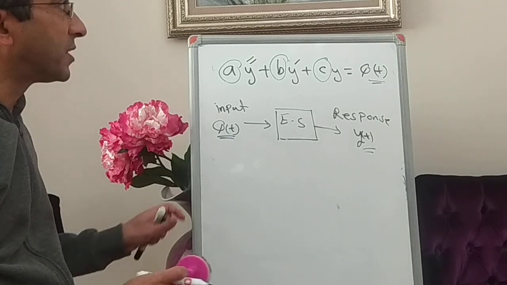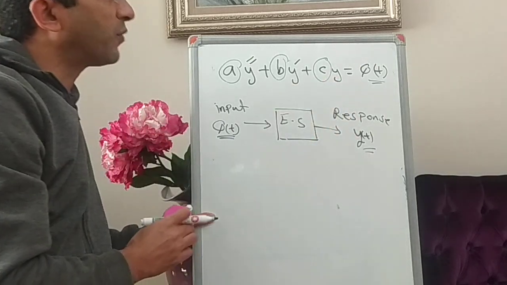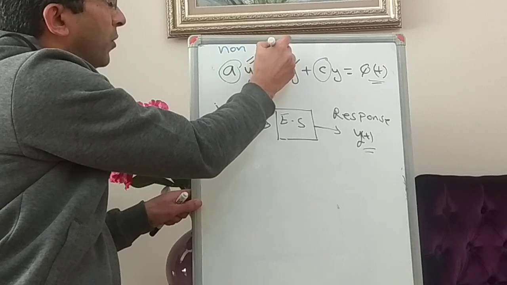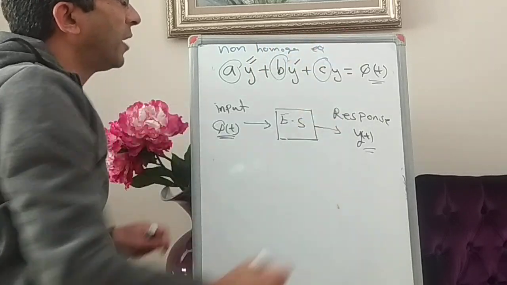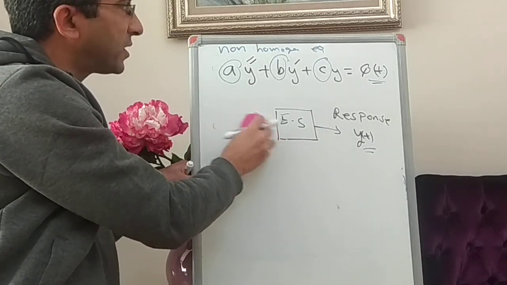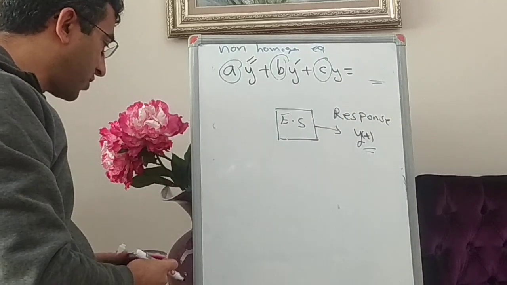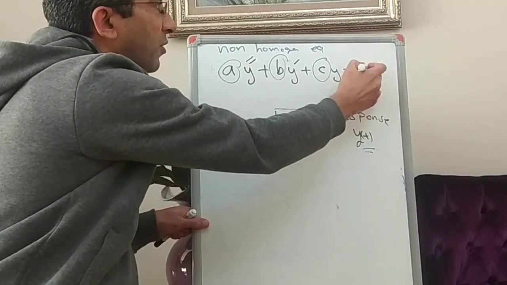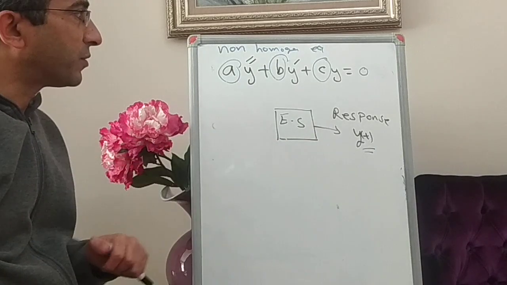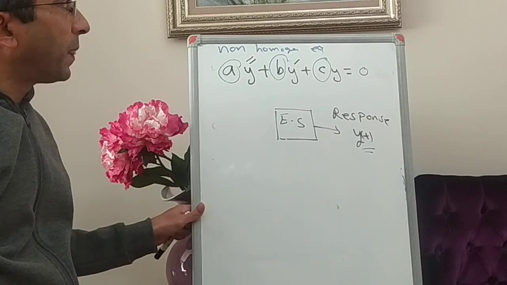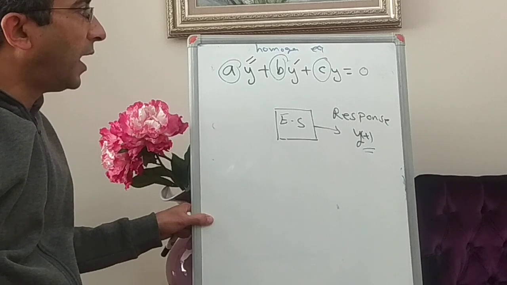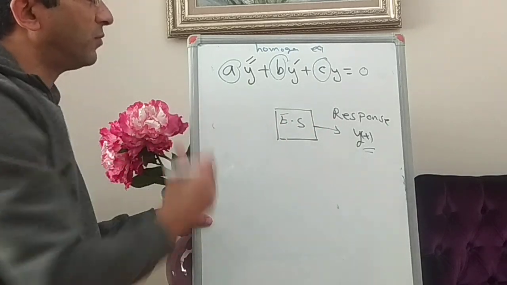Sometimes we call these types of equations non-homogeneous equations. If the action is equal to 0, so the action force that acts on your system is 0, but you still have a response, you still have a motion, we call these types of equations homogeneous equations. How can you find the response if you don't have an action force?